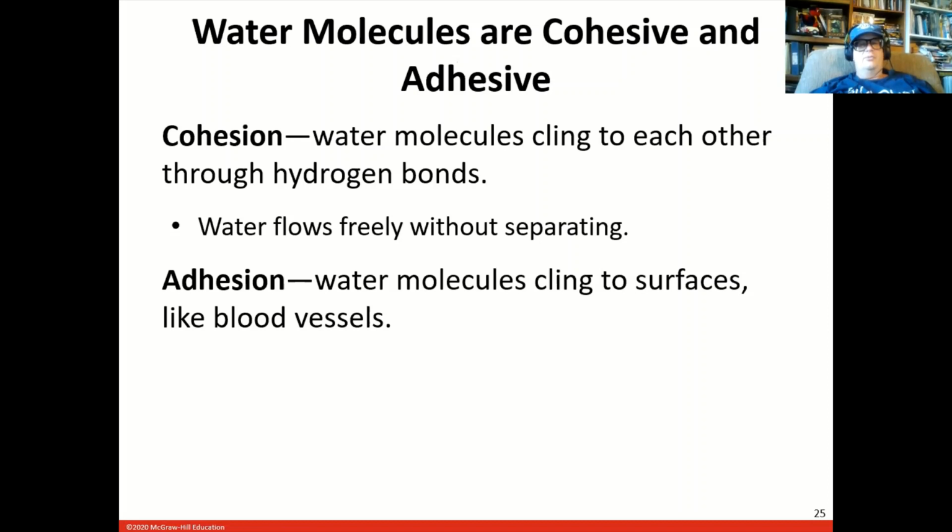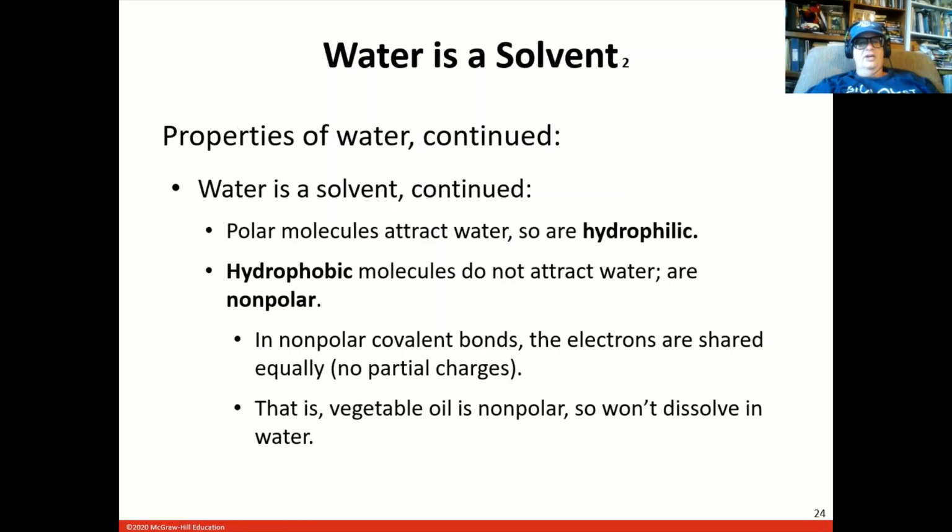Cohesion is when the water molecules or anything stick to each other, and that's caused by hydrogen bonds. Adhesion is when they stick to other surfaces, like blood vessels or like the walls of the xylem and phloem vessels in trees. You know, that adhesion is caused by hydrogen bonds. The cohesion, it's caused by hydrogen bonds.